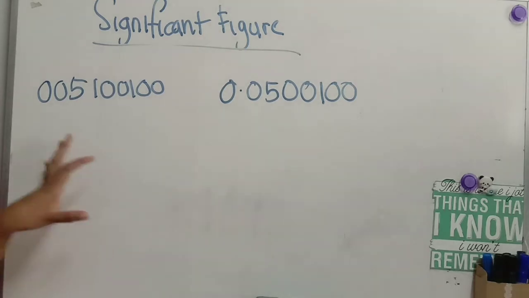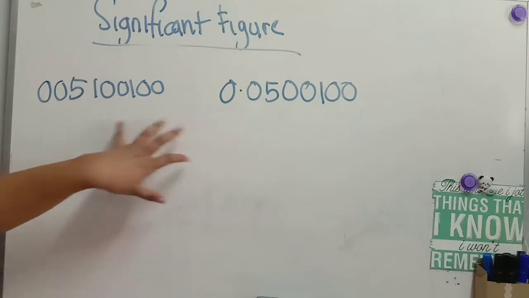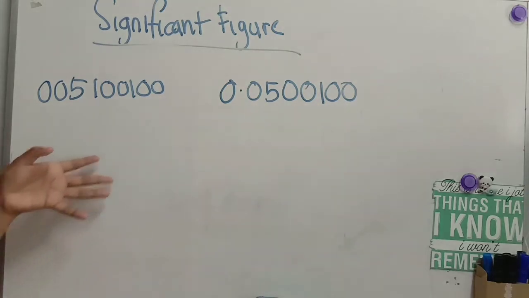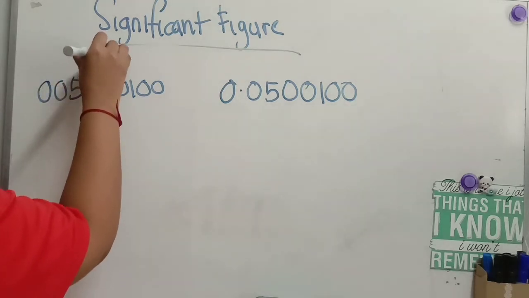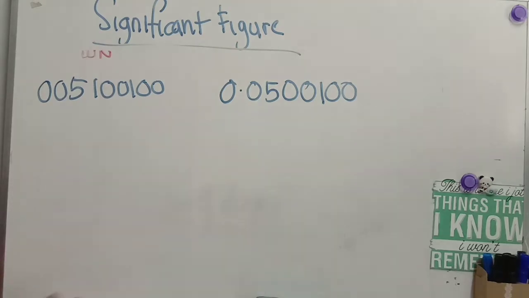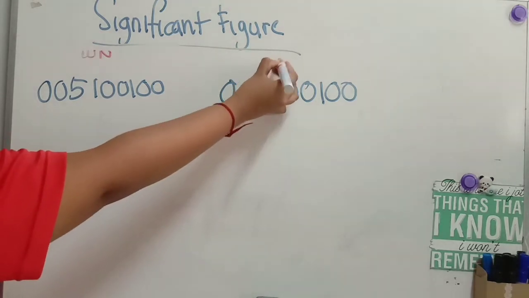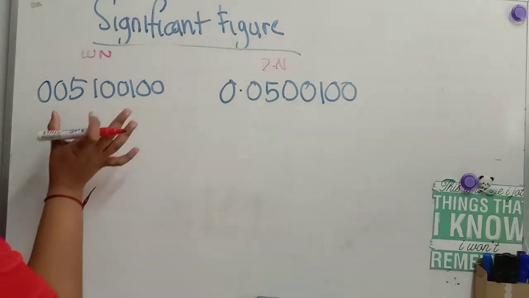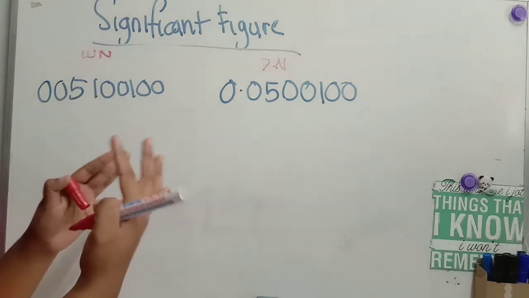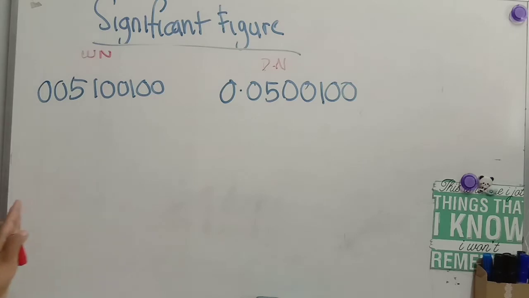Here I have given two numbers, a whole number and a decimal number, which look alike but might come out with different significant figures later on. I'm going to show you how to eliminate or continue with the zero. This is a whole number, which has its own rules for significant figures, whereas this is a decimal number, which has its own rules to eliminate or continue with the zero. I'm going to give you the elimination and continuation of zero for both numbers.